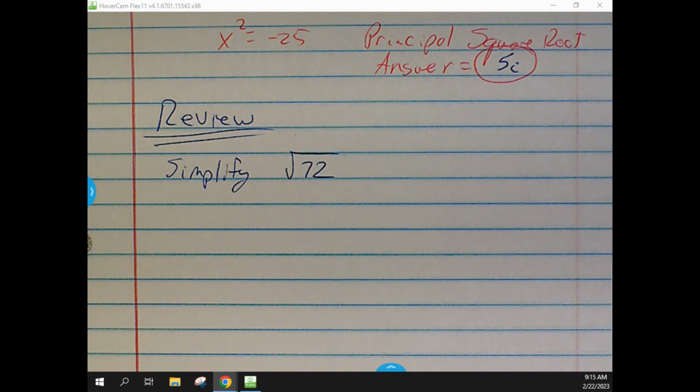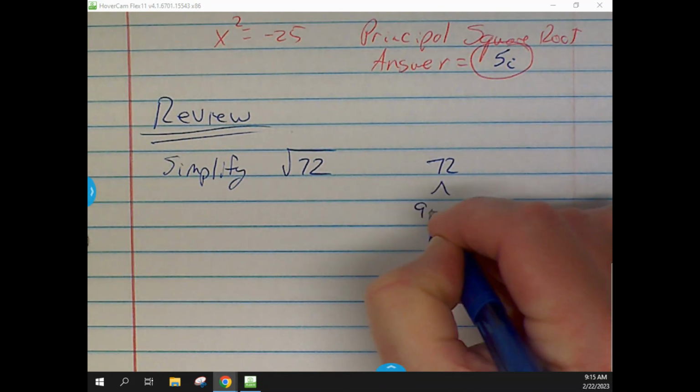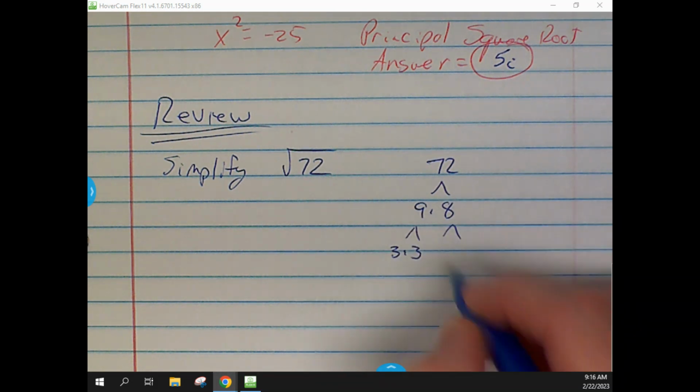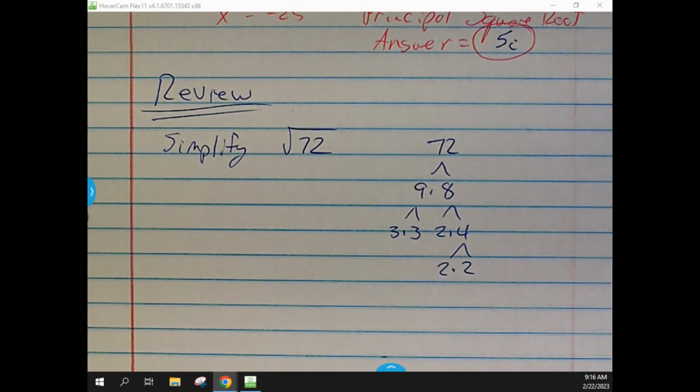Now, if this was the square root of 81, we'd just put 9 and be done with it. But if it's not a perfect square, you have to do a couple of different things. I'm going to show you some options that most of y'all probably remember. You remember doing the old factor trees? You would take 72 and rewrite it as 9 times 8. Then you would take 9 and break it down as 3 times 3, and 8 as 2 times 4, and 4 as 2 times 2. When you're simplifying square roots, you're always looking for your prime numbers.